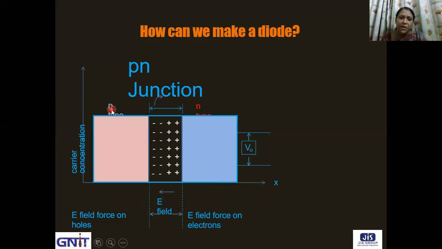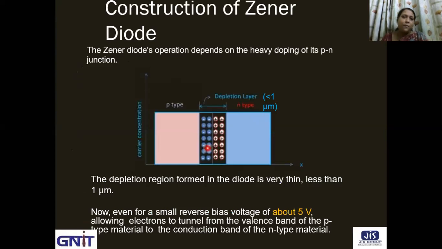This is the N-type region, this is the P-type region, and the y-axis shows the carrier concentration. We are not bothered about carrier concentration here because the P and N regions are heavily doped as it is a Zener diode, and we are only concerned about the electric field that has been applied across the depletion layer.